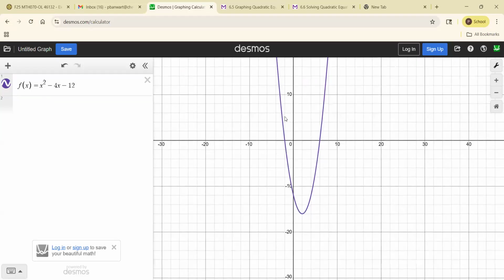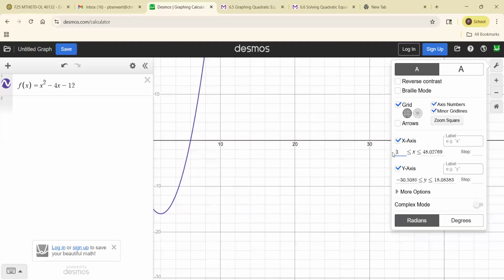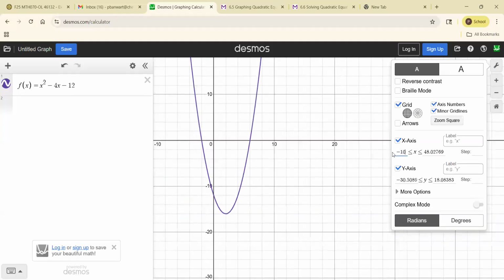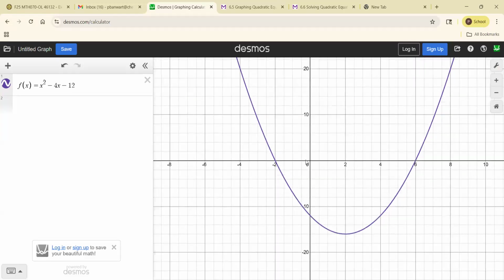One thing about this particular picture is it's kind of squished. If you go up here to the wrench, you can actually change your graph settings. I don't need to go all the way down to negative 31. I'm just going to go to negative 10 on the left and maybe 10 on the right. Same function, but I changed my scale. Right now it's steps of 2 on the x-axis and steps of 10 on the y-axis. So it's a little easier to look at. So let's get our information.